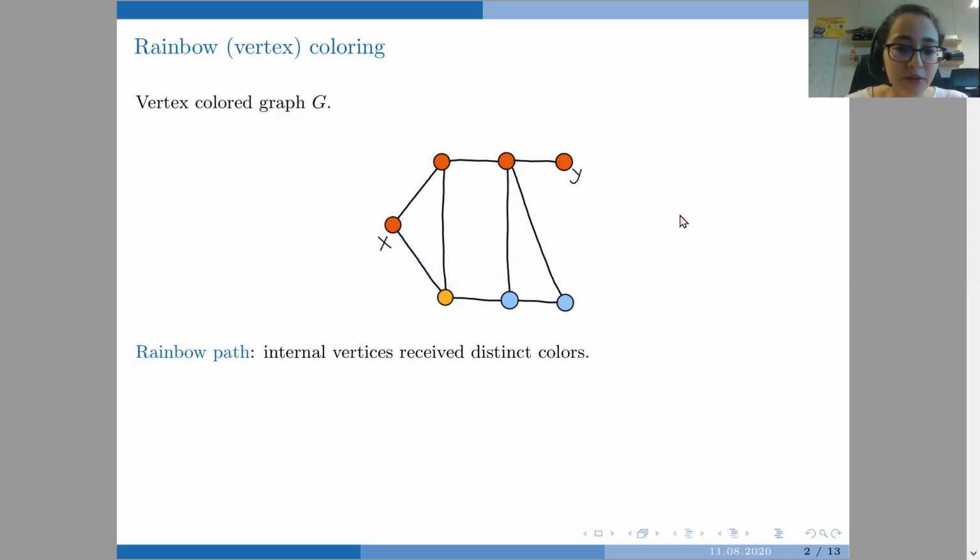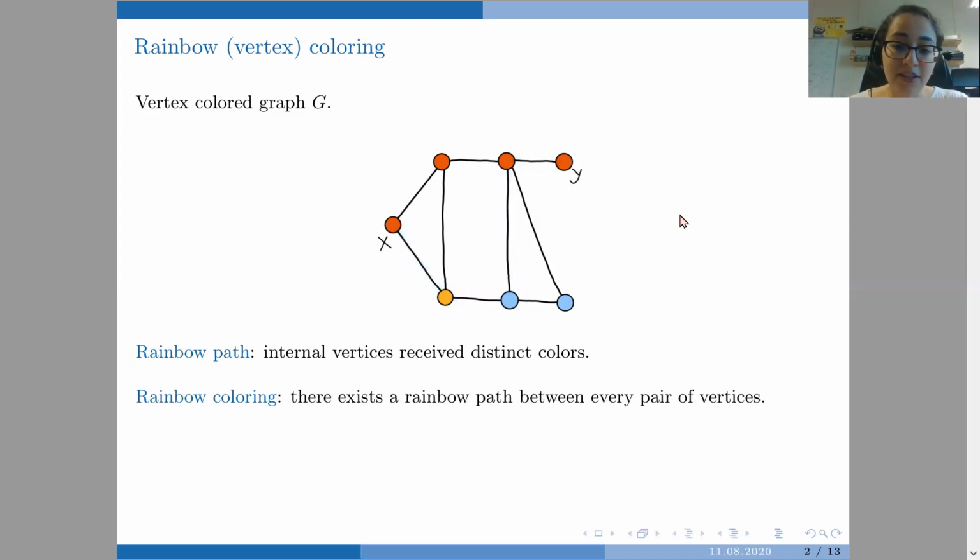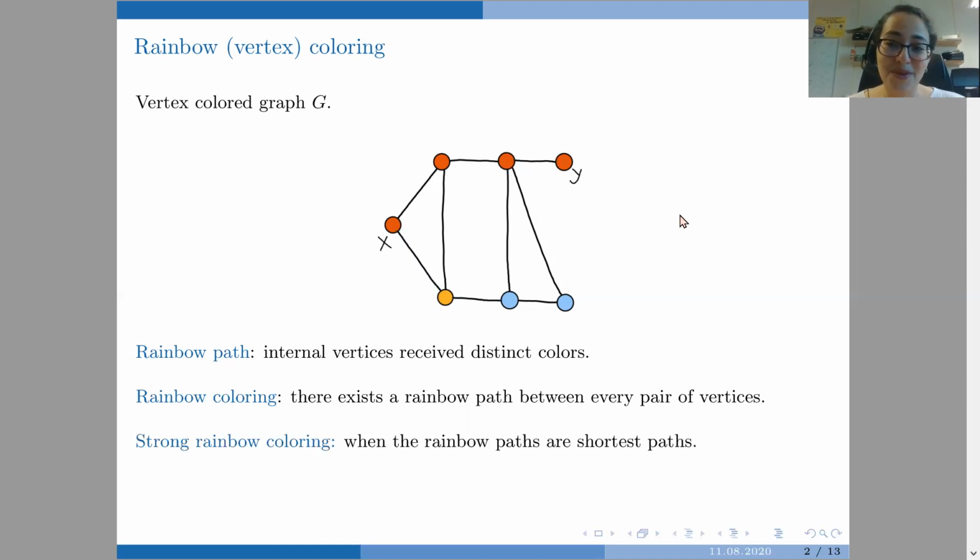Then a rainbow coloring is a coloring such that for every pair of vertices of the graph, there exists a rainbow path between them. And a stronger variation of this concept is that of a strong rainbow coloring. It is when I also require these rainbow paths to be shortest paths.